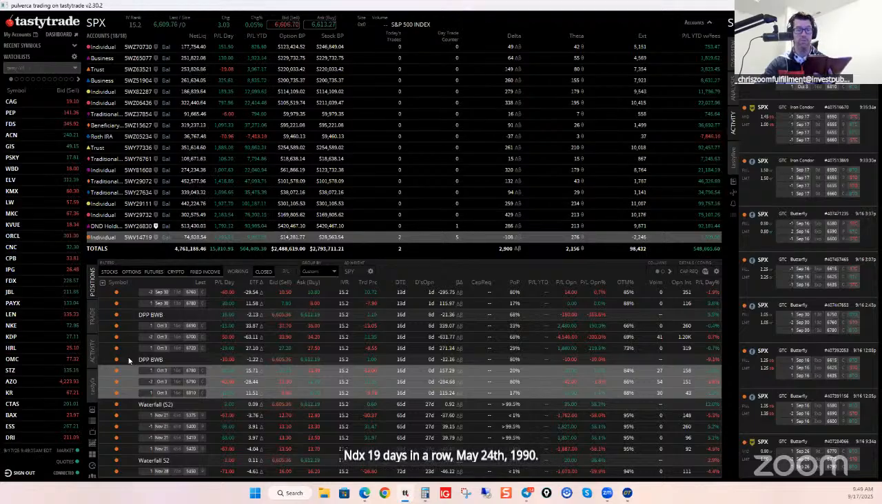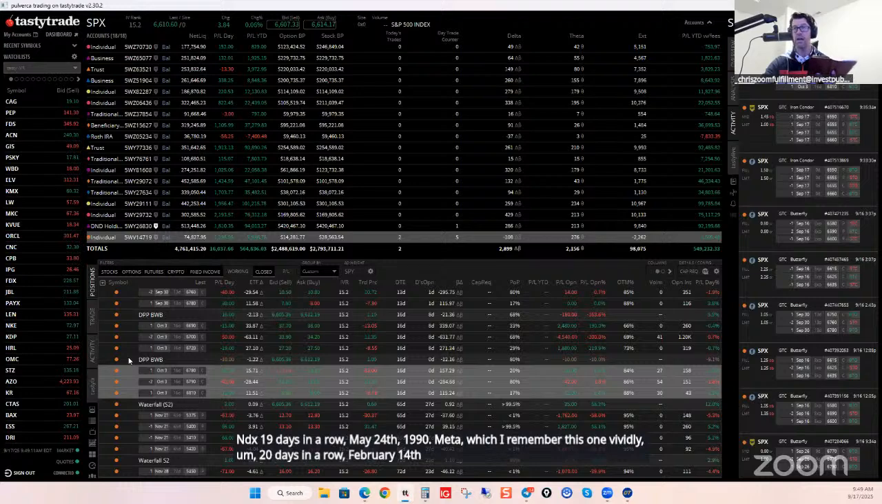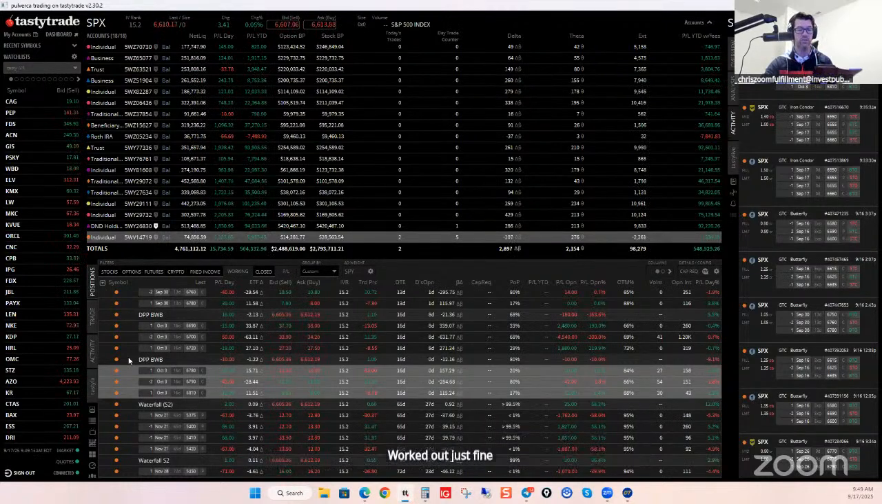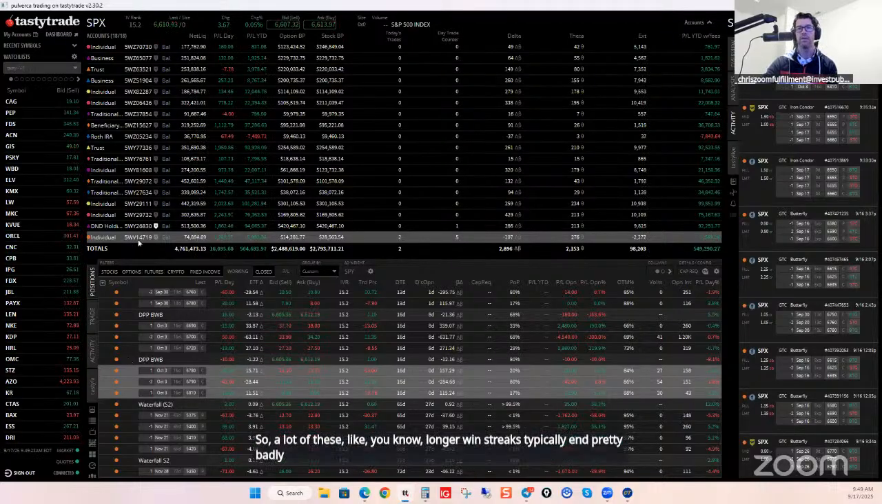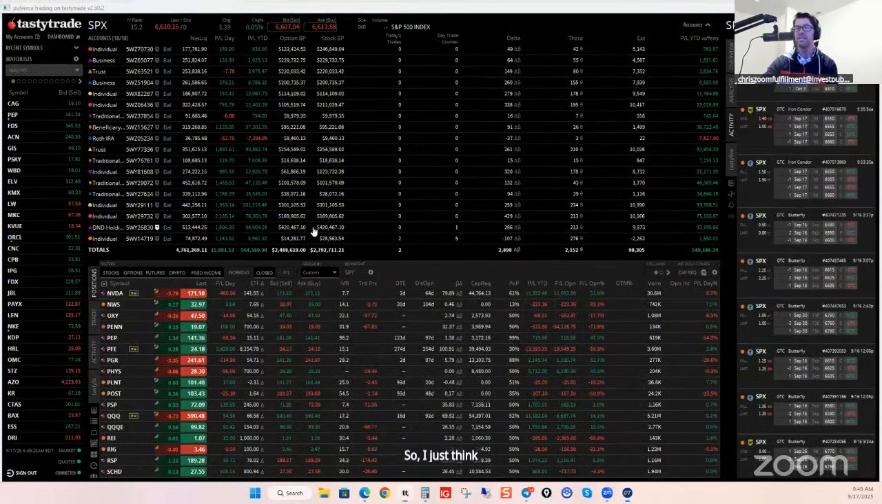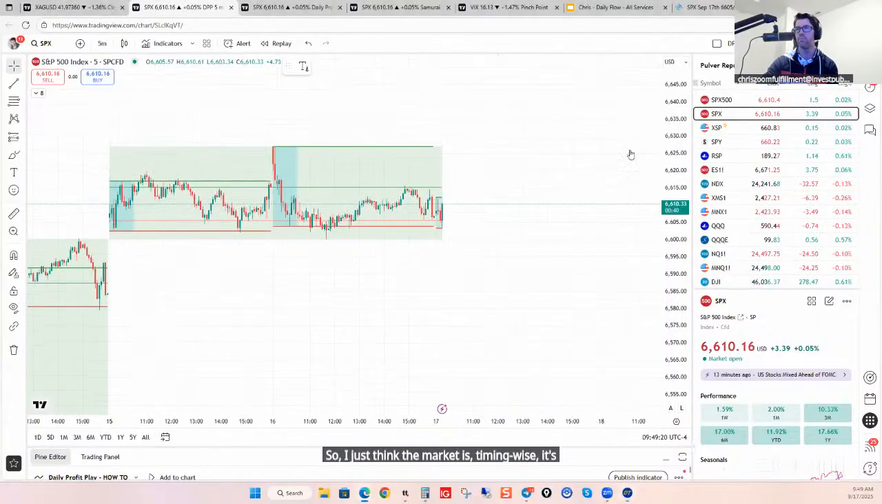Meta, which I remember vividly, 20 days in a row, February 14th of 2025. I shorted Meta on that 19th day. Worked out just fine. NDX right now has a 9-day streak. A lot of these longer win streaks typically end pretty badly, so I just think the market is, timing-wise, ready for some type of pullback.